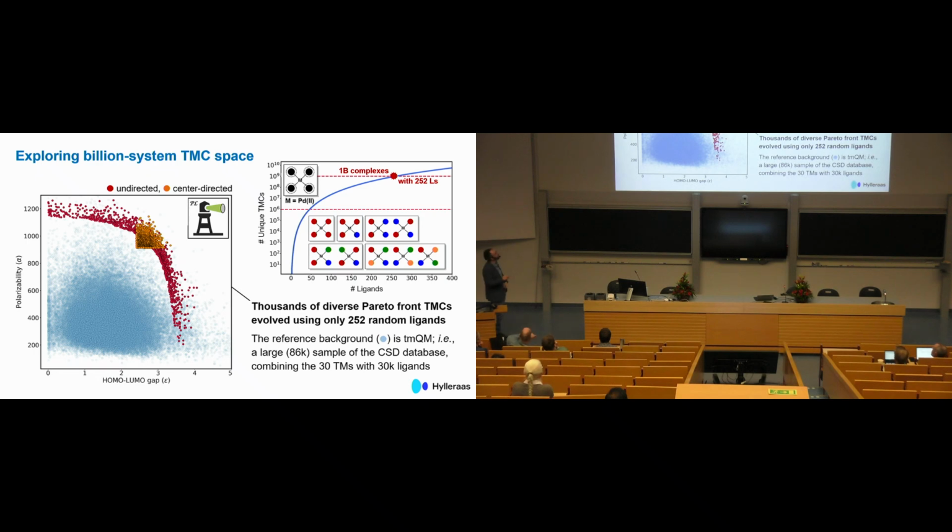What you can see is that when we run the algorithm over this 1 billion space, we really push the results towards the Pareto front. We can do this over the entire Pareto front, or we can also direct it. Here in this example, we've set the focus at the middle of the Pareto front. And the thing is that you push this Pareto front by using only one transition metal, that was palladium-2 here, and 252 ligands, instead of the 30 transition metals and 30,000 ligands.